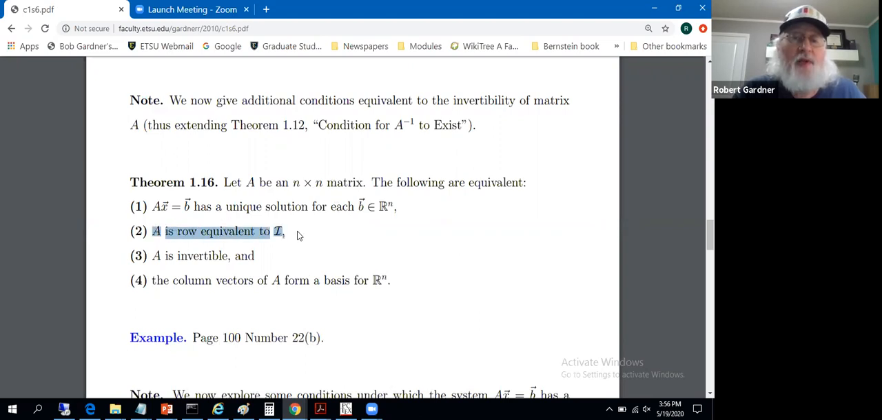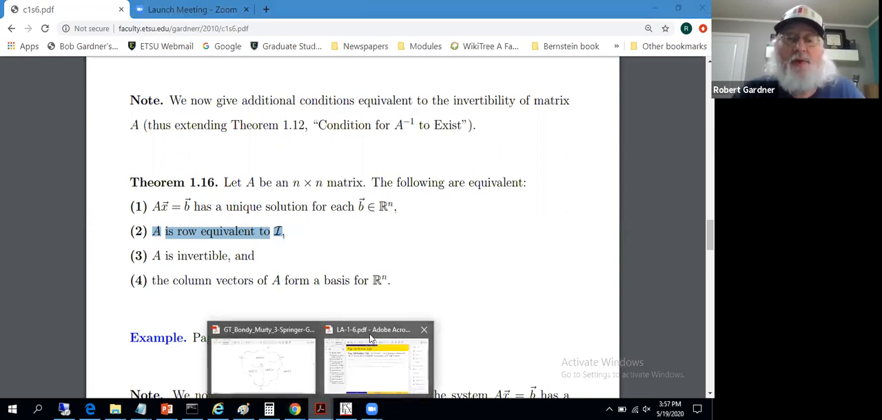A is row equivalent to the identity. Can you take A and row reduce it to the identity? If so, then yes, a basis for its span is what we'll get out of this one. If not, then no, not a basis. So that's what they mean by use Theorem 16.